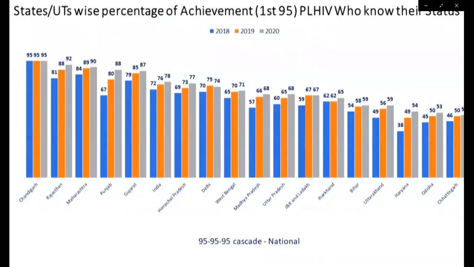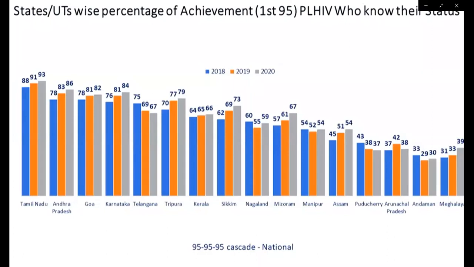In the current slide, you can see the 3-year comparison of the achievement of the first 95, and we can clearly see the states arranged in descending order. There are states where the achievement is still below 68%. States like Chhattisgarh, Odisha, Haryana are just above 50%. In the next slide, you can see a few states at the bottom, like Meghalaya, Andaman, Arunachal, Puducherry, Assam, Manipur, where the gap is huge. Almost more than half of the PLHIV population we have to identify.